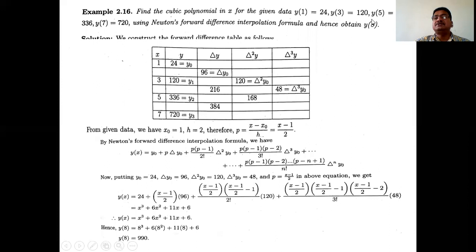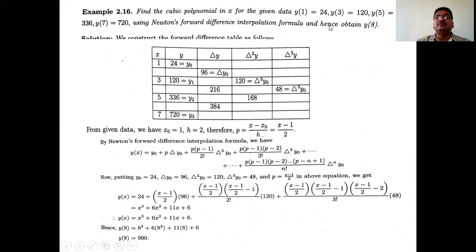This is f of a plus h, a plus 2h, a plus 3h. Okay. So first we are going to use Newton's forward difference interpolation formula, and therefore construct the forward difference table. The first column is the values of x. The entries in the first column are values of x. What are they? 1, 3, 5, 7.